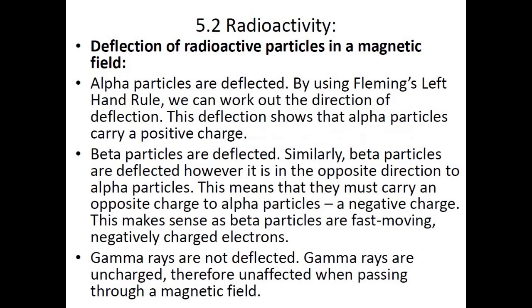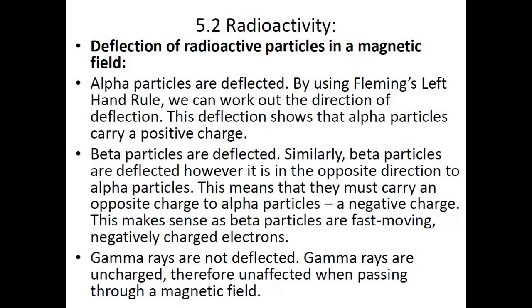Deflection of radioactive particles in a magnetic field. If you have to find the deflection of radioactive particles while in a magnetic field, then alpha particles and beta particles both of them are deflected, and by using Fleming's left hand rule, the one which you studied in section number 4, electromagnetism, you can still apply that rule in order to find out what would be the direction of the deflection of alpha particles and beta particles.